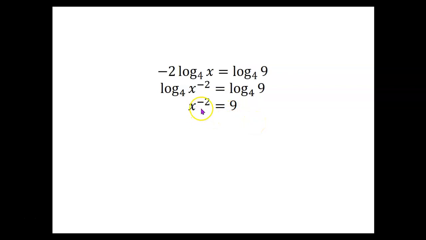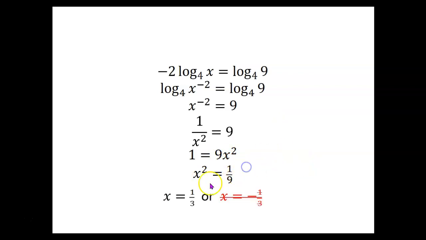Remember what x to the negative 2 means? It means 1 over x squared. So 1 over x squared equals 9. Multiply both sides by x squared, and you can say 1 equals 9x squared. Divide both sides by 9, we get x squared equals 1/9. And normally when you get x squared equals a number, you say x equals the positive or the negative square root of that number. X equals 1/3 or negative 1/3.